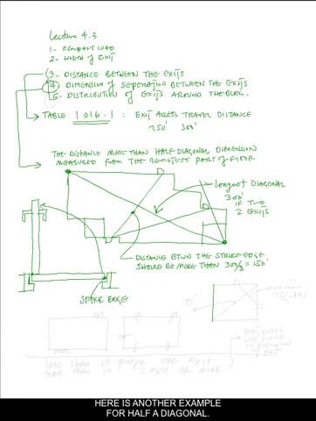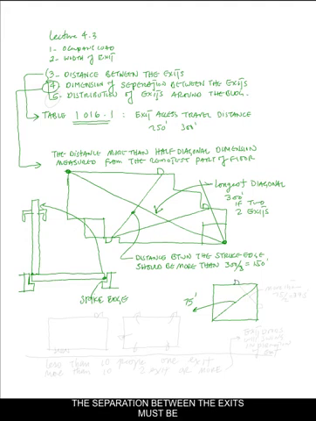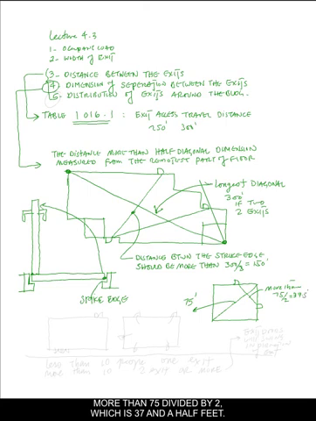Here is another example for half a diagonal. You have a building that this dimension on it is 75 feet. The separation between the exits must be more than 75 divided by 2, which is 37.5 feet.